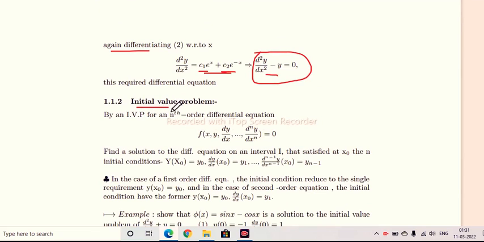Now we move to initial value problems. This topic we discuss in the next lecture. So we stop here.